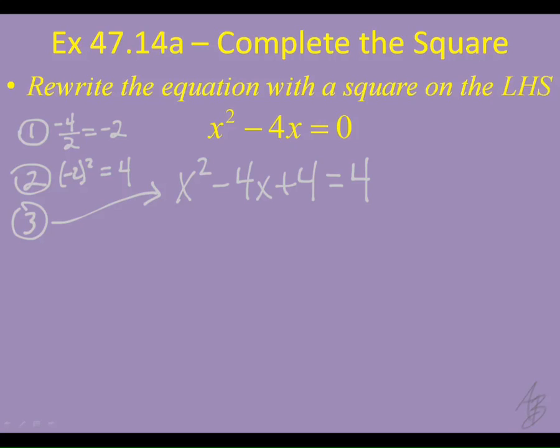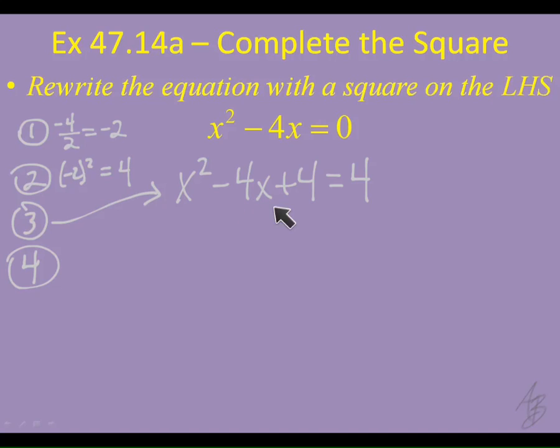Step 4 says to do what? We're going to factor the left-hand side of the equation. When we factor a quadratic, we're looking for numbers that multiply to get 4 and add to get negative 4. What two numbers multiply to get 4 and add to get negative 4? Negative 2 and negative 2.